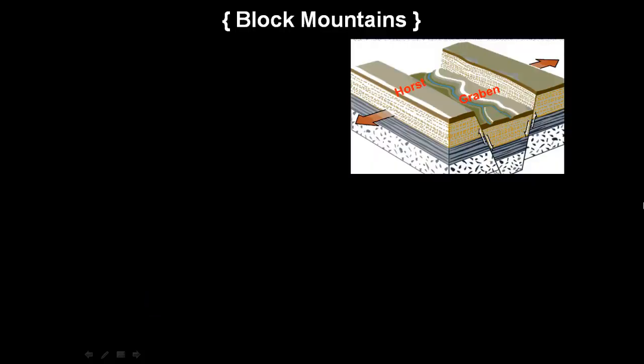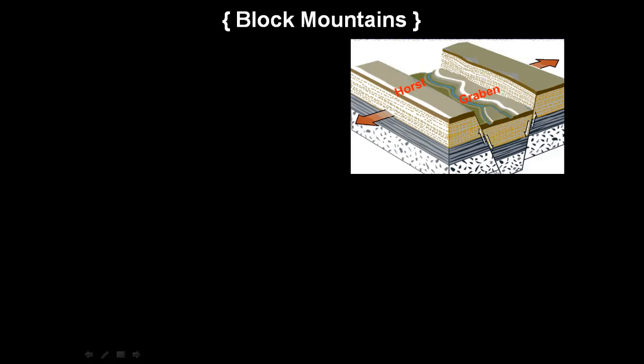Now we'll understand the second type of mountain, called block mountains. As you can see in the sketch, a block mountain has been shown. Blocks 1, 2 and 3 have been shown, and these two red arrows represent the horizontal tensional force. Now this force is responsible for the formation of block mountains.